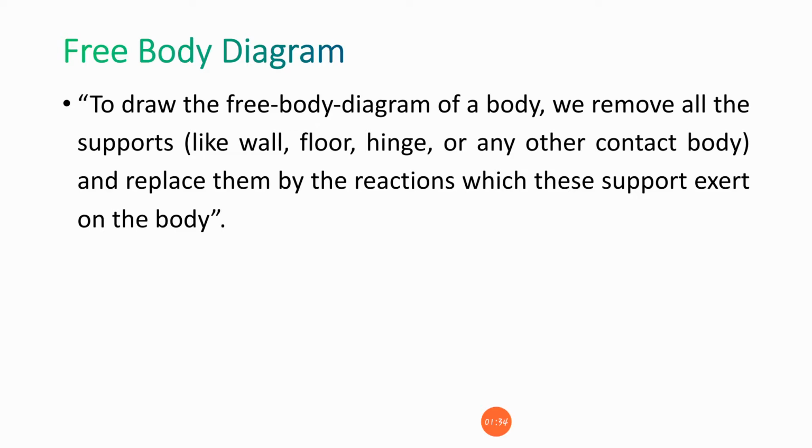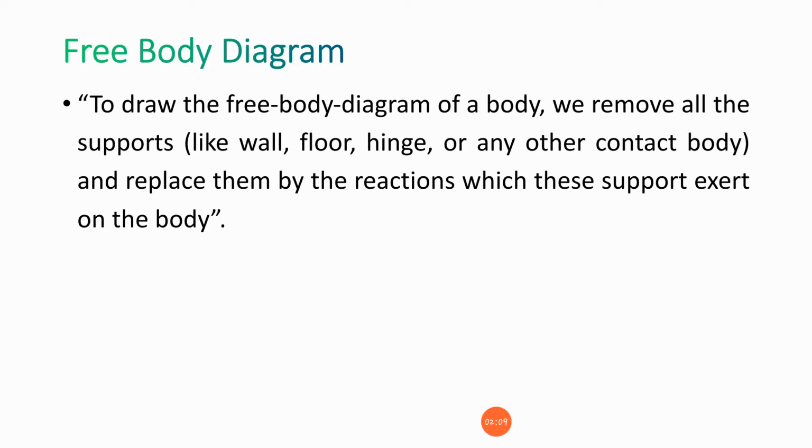To draw the free body diagram of a body, we remove all the supports like walls, floor, hinge or any other contact body and replace them with the reactions which these supports exert on the body. As we know, engineering bodies or structures are supported by many things. Suppose you take a building, it has the foundation, the pillars, the roof and walls, everything.